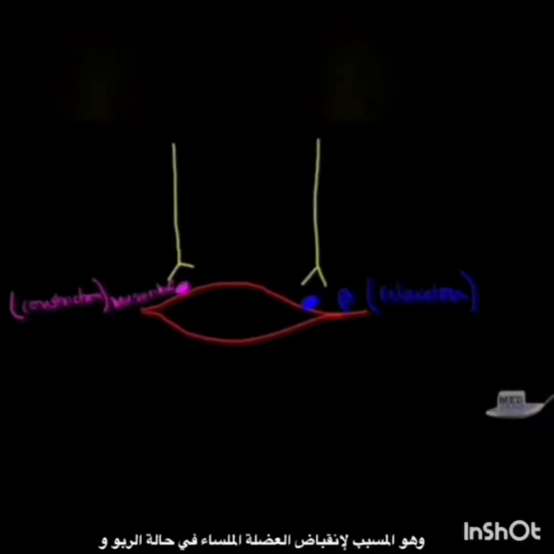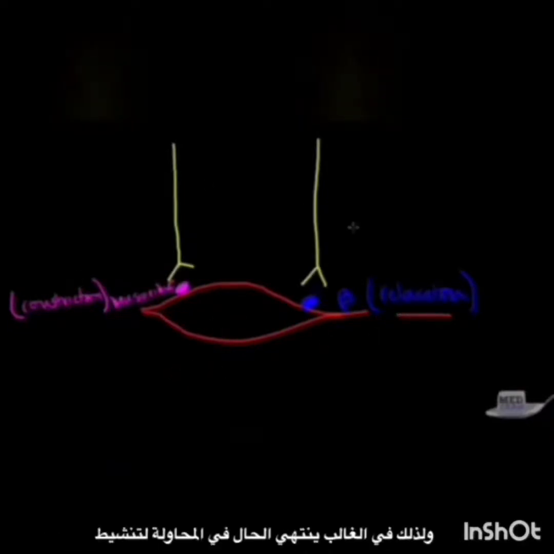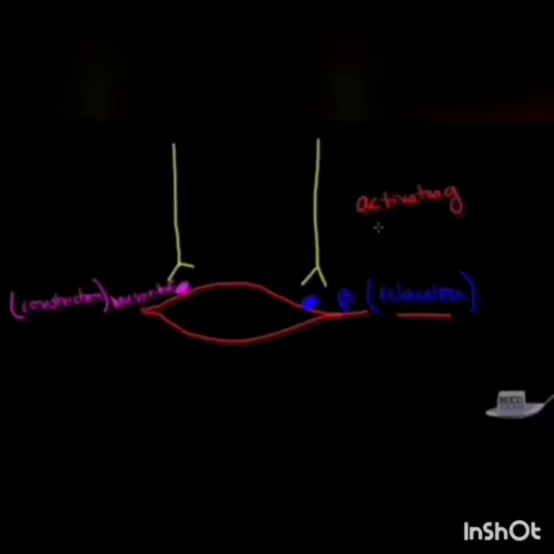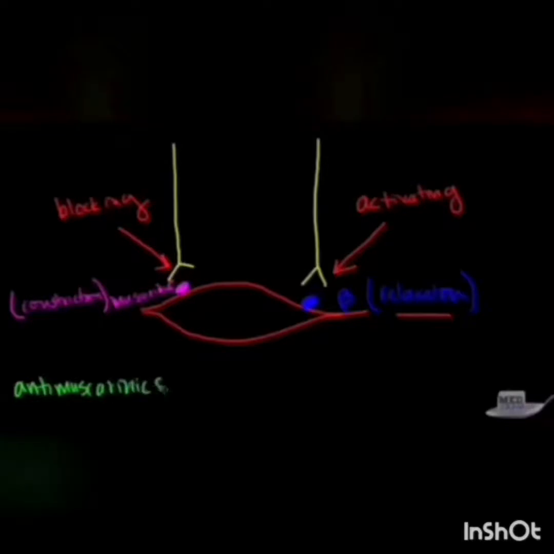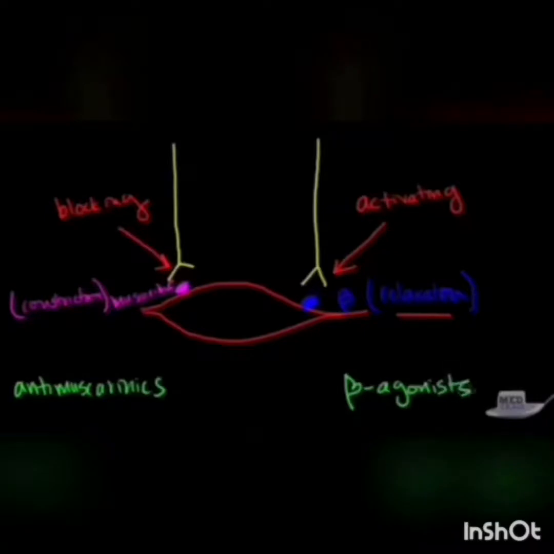And so in both asthma and COPD, as it turns out, we want this muscle to be relaxed. That's the goal. We want relaxation. And so what we're going to actually end up doing is activating this receptor and blocking this receptor. And so what you see is, pharmacologically, we're going to be using anti-muscarinics, and we're going to be using beta agonists. That's how we get to the treatment.